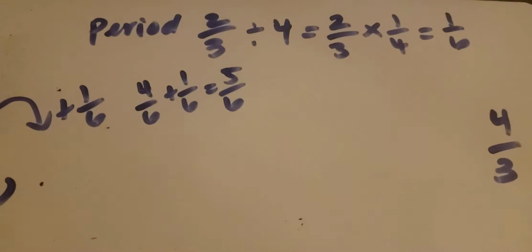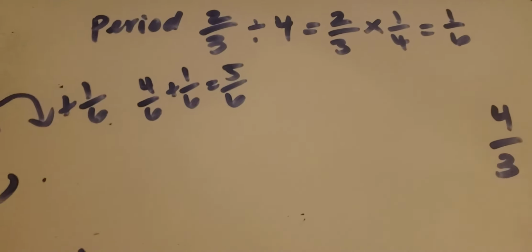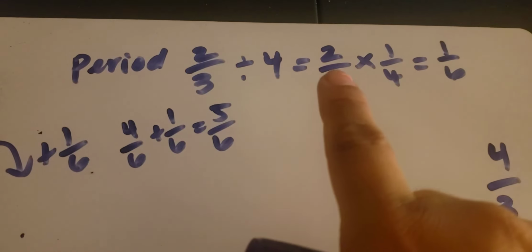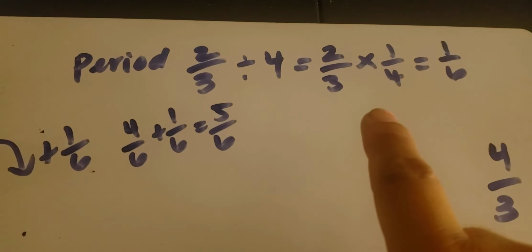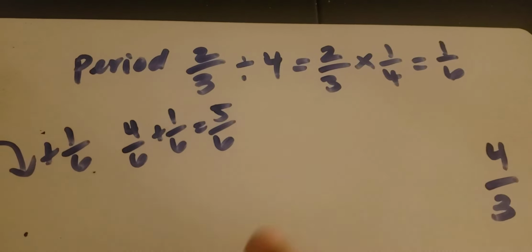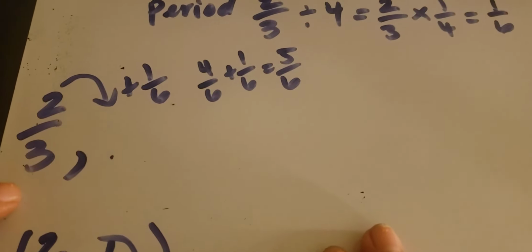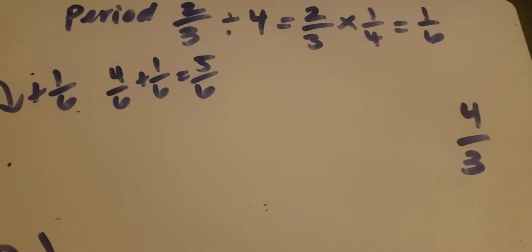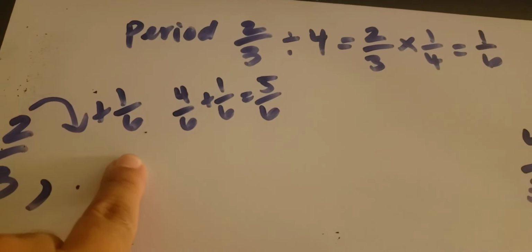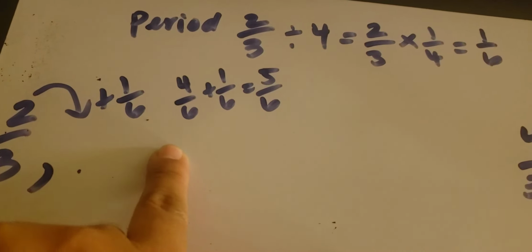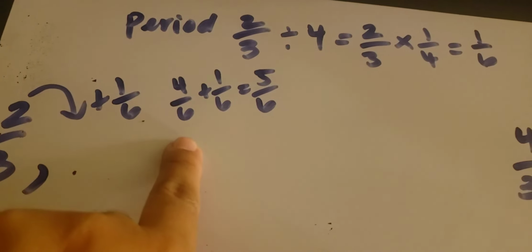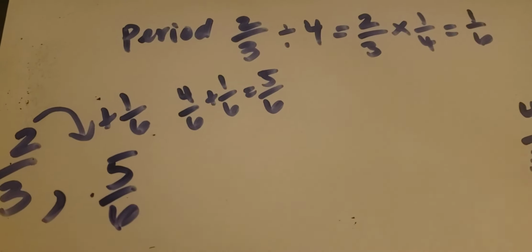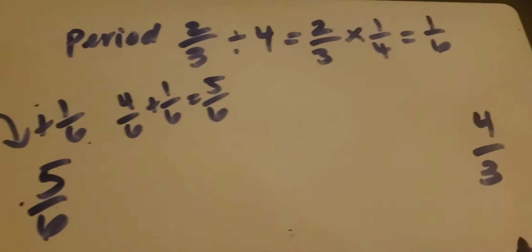Here we go. I kind of got a head start, guys. Our period was 2/3, so we're going to divide by 4. It's the same as saying 2/3 times 1/4, which if you simplify that, gives you 1/6. We know we're starting at 2/3 and we're going to end at 4/3. So we're just going to add 1/6. So 4/6, because that 2/3 gets turned into 4/6, plus 1/6 will give me 5/6. And I'm going to keep doing that until we stop at 4/3.